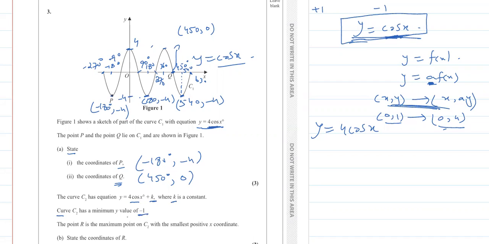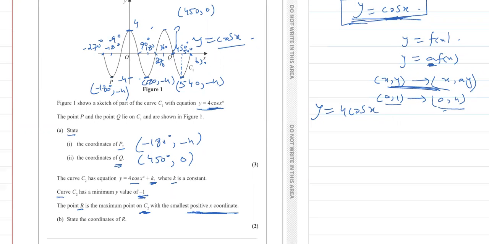Now curve C2 has a minimum value of -1, and then plus k, some value, is added in that one. So the point R is the maximum point on C2 with the smallest positive x coordinate. First of all, if you look here, you have to determine where the point R will be.